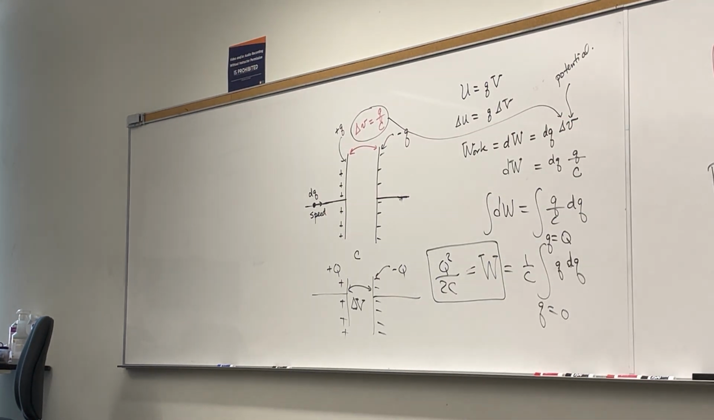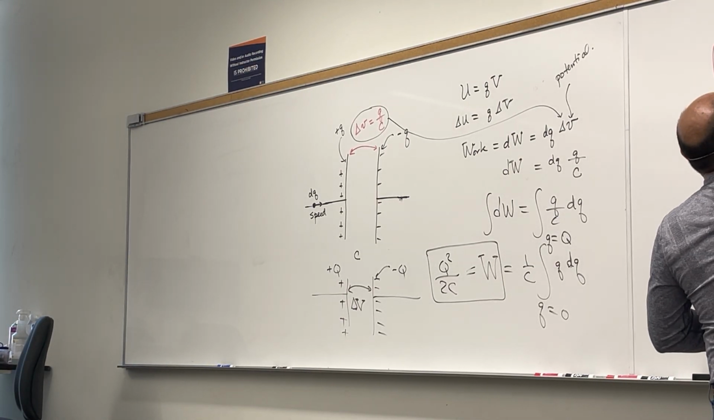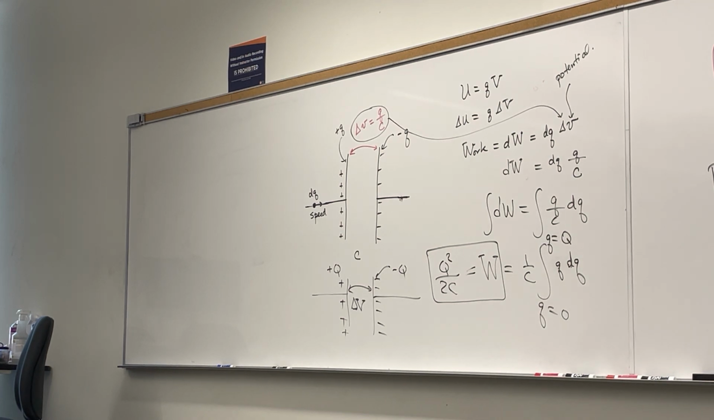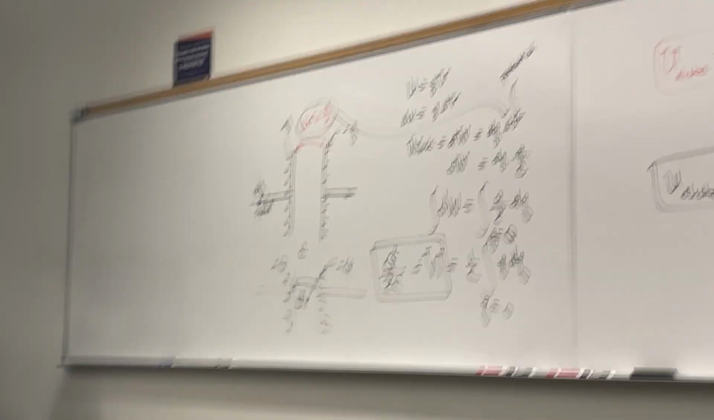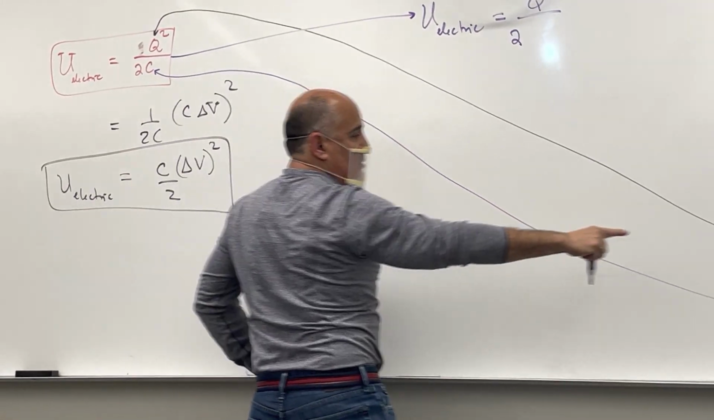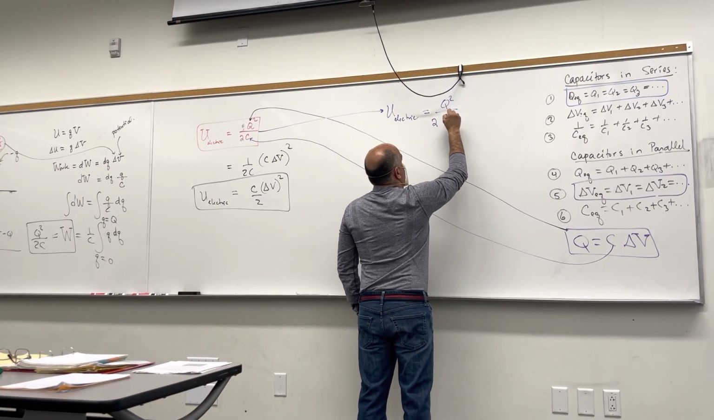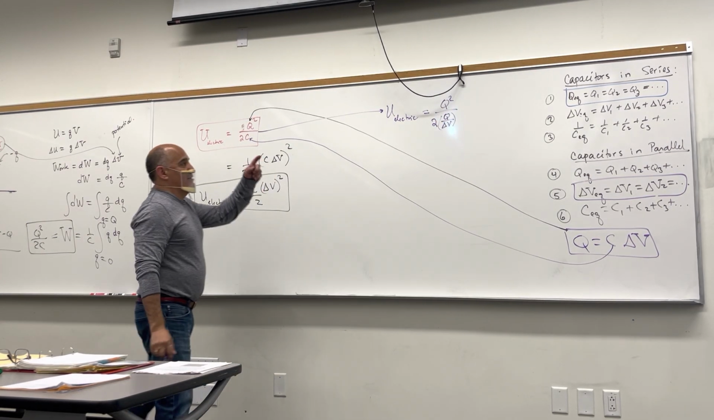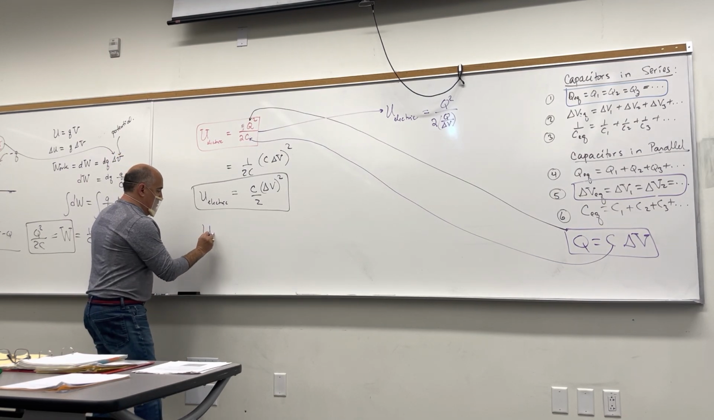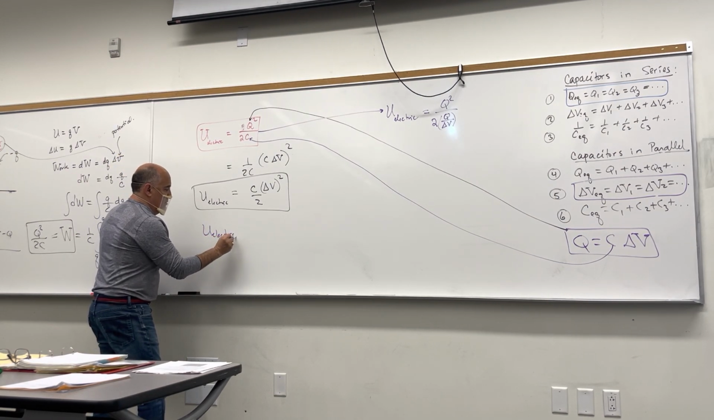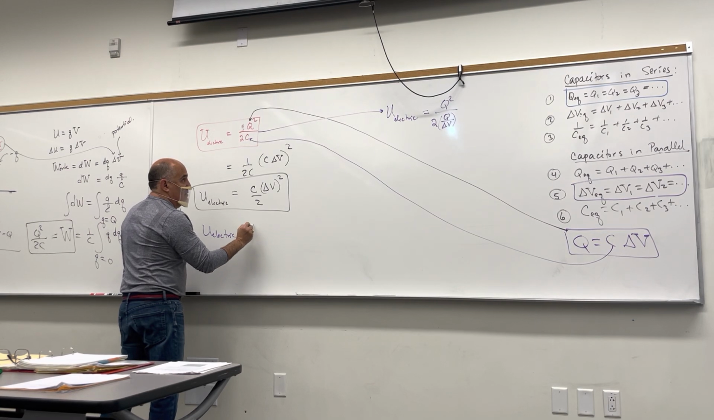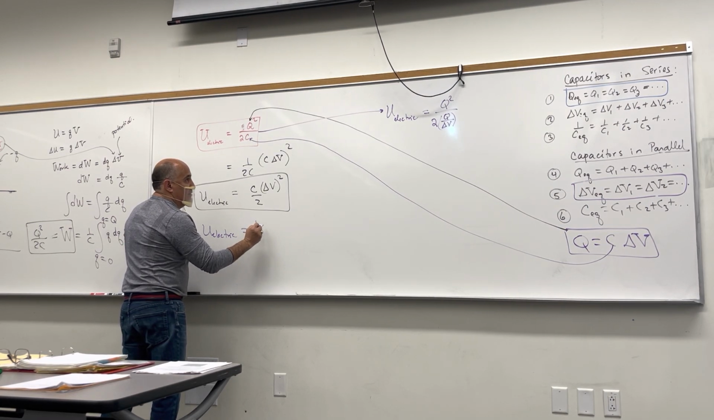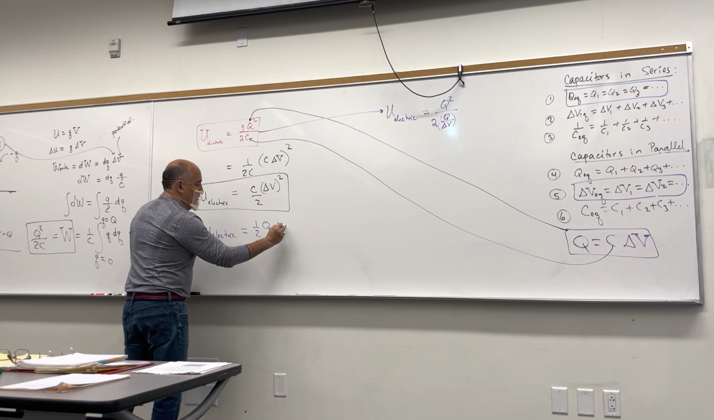I can take this C here and put it in there, so this equation becomes Q squared over 2C, where C is Q over delta V. And the Q's will cancel, and I'm going to get 1/2 Q delta V.